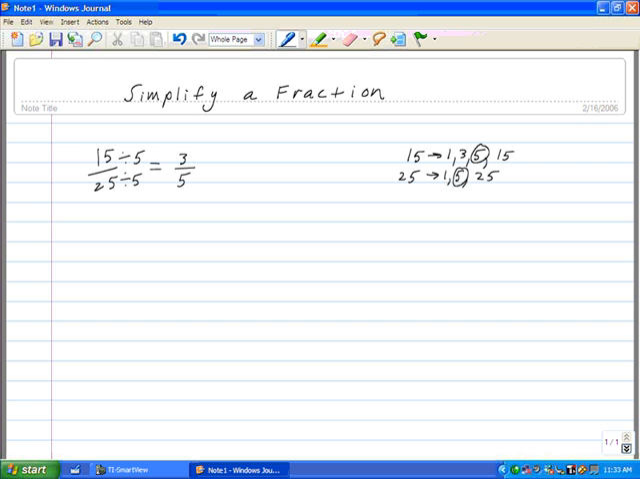Alright, so if we were to look at another example, let's say we had a 9/27. We see that both the numerator and the denominator can be divided by, let's say 3. So we'll do that, dividing both top and bottom by the same factor. We get a 3/9 out of this. Now, looking at this one closely, we notice that there was actually a factor a little bit larger than 3 that we could have used. We could have used the 9 to divide both top and bottom.